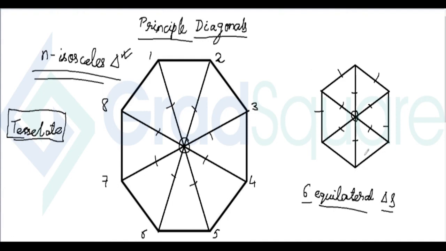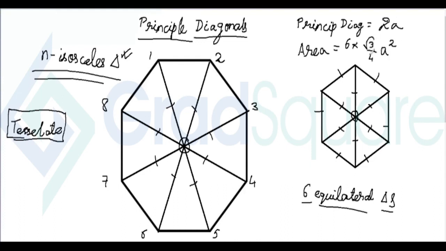So the sides are going to be equal to half of the principal diagonals, which means that for a regular hexagon, the length of the principal diagonal will always be equal to twice the length of the side. And I can say the area of the regular hexagon will be 6 times the area of each of these equilateral triangles. Each of these equilateral triangles, of course, has the same side length as the side length of the regular hexagon. So 6 into root 3 by 4 into a squared can be taken as the formula for the area of a regular hexagon.